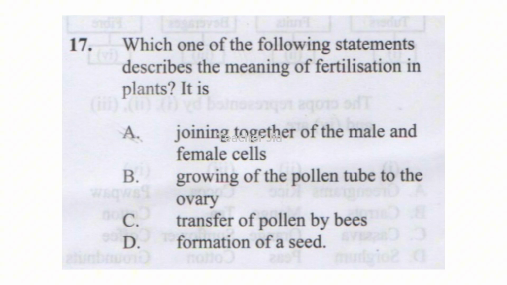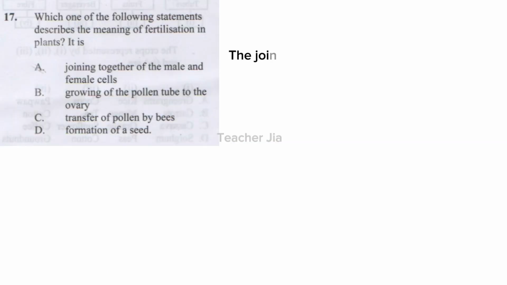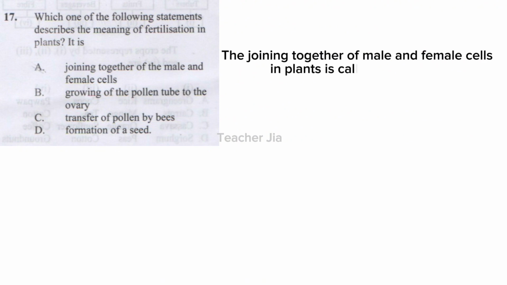Lesson 4 of Let's Learn Science, and our question 17 is, which one of the following statements describes the meaning of fertilization in plants? First, the joining together of male and female cells in plants is called fertilization, and that is choice A.